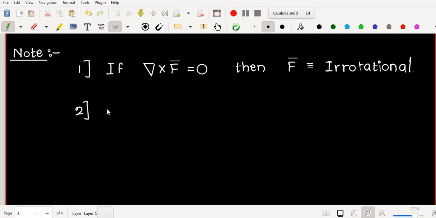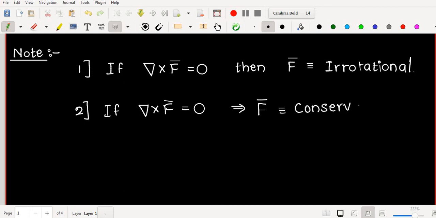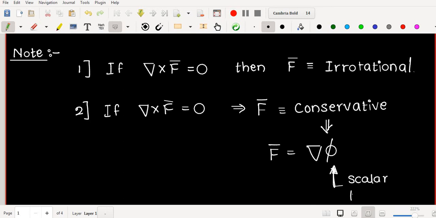Means, if the value for del cross f bar, that is curl, is equal to 0, this implies your vector field f bar is conservative, or we can say that f bar can be represented as the gradient of a scalar function phi, where this function phi is known as the scalar potential associated with this vector point function f bar.